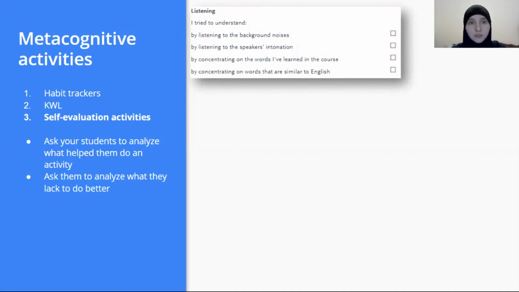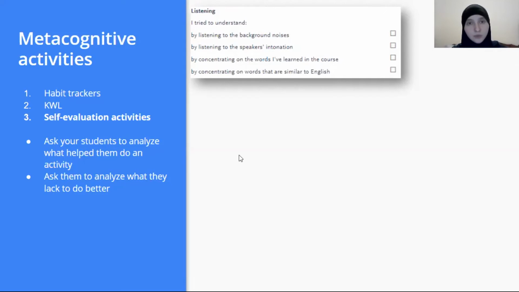After some listening activities, we can say, well, let's try to understand. How do you do that? How do you understand this audio? By listening to the background noises only? Okay. Very successful? Not really. Maybe we need to try something else. See? So again, we want to develop their autonomy.